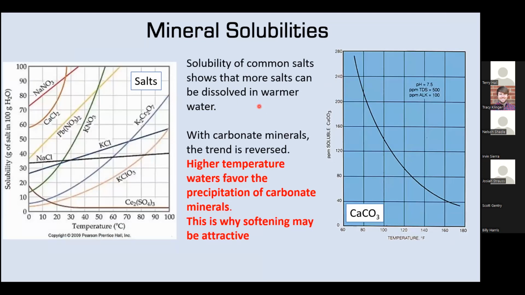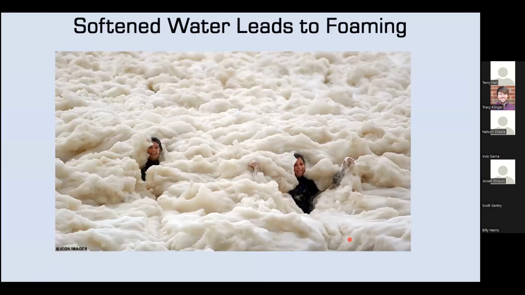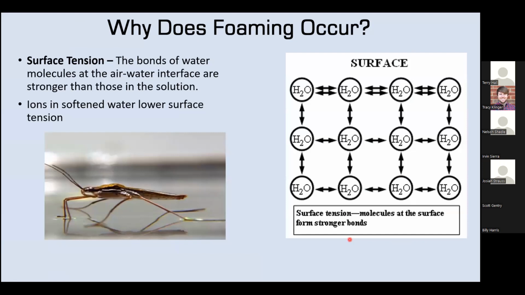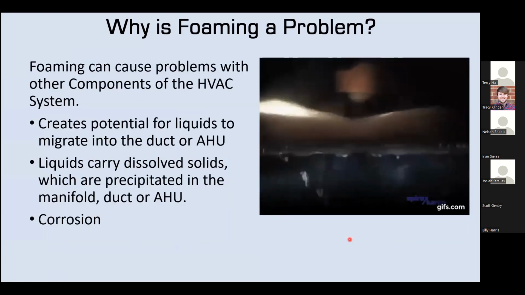The only problem is with softened water, we can put a lot more salts in water when we raise the temperature. It's the opposite with calcium and magnesium. That's why it precipitates scale. So there's good reasoning for that, but the only problem is we get foaming. It's an issue with surface tension, and the sodium ions in the water decrease the surface tension, and the bubbles don't pop.